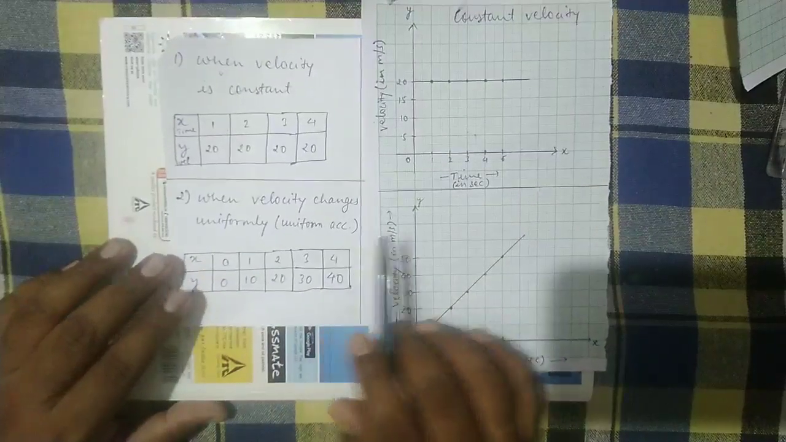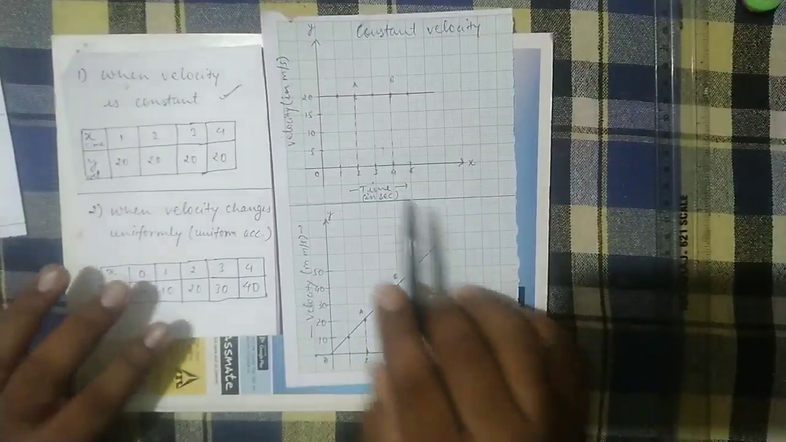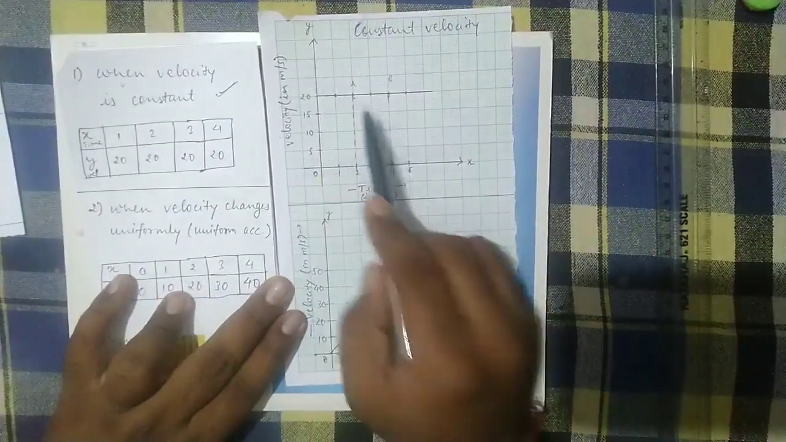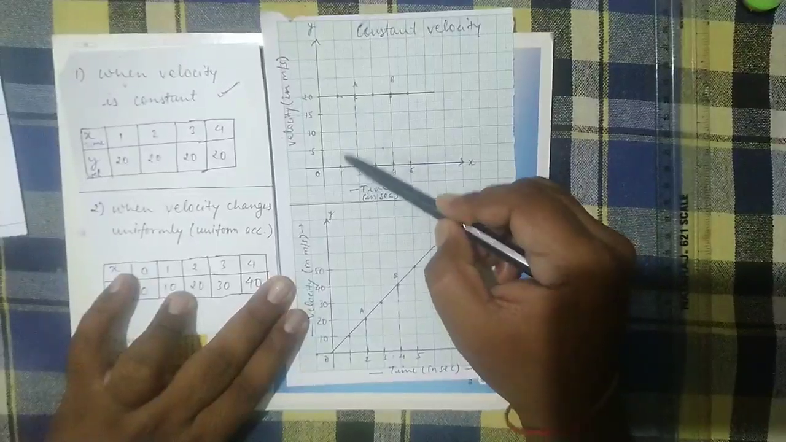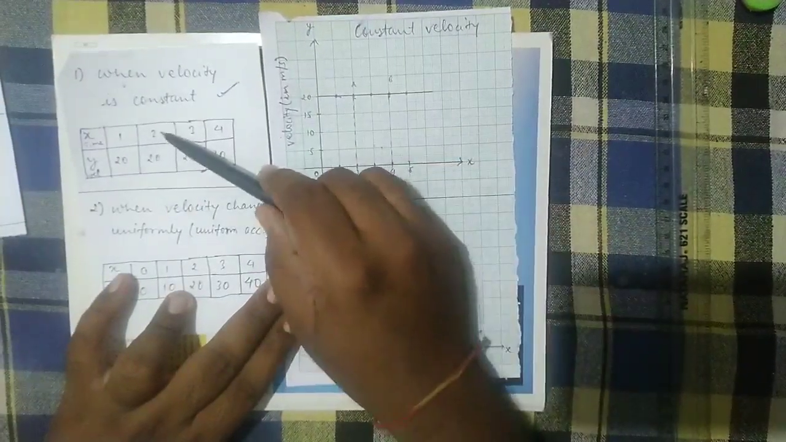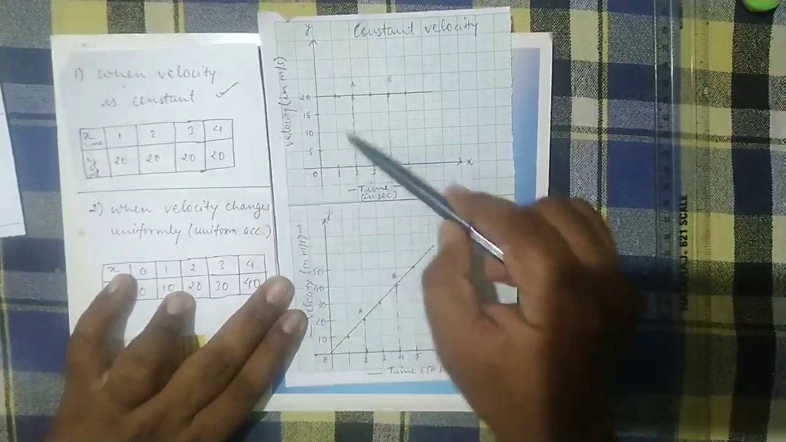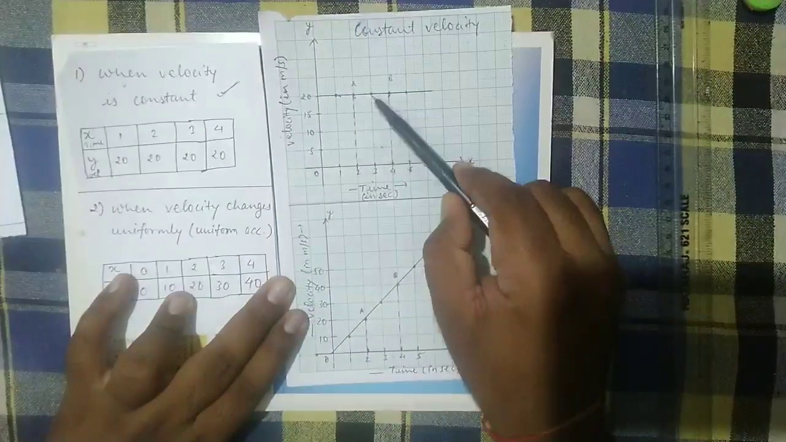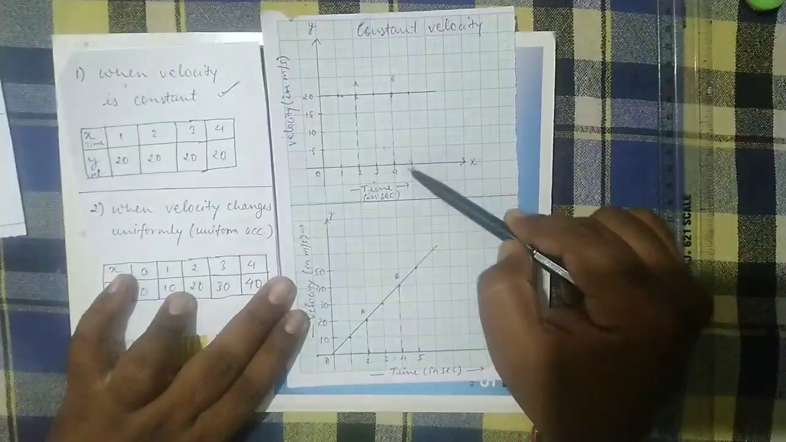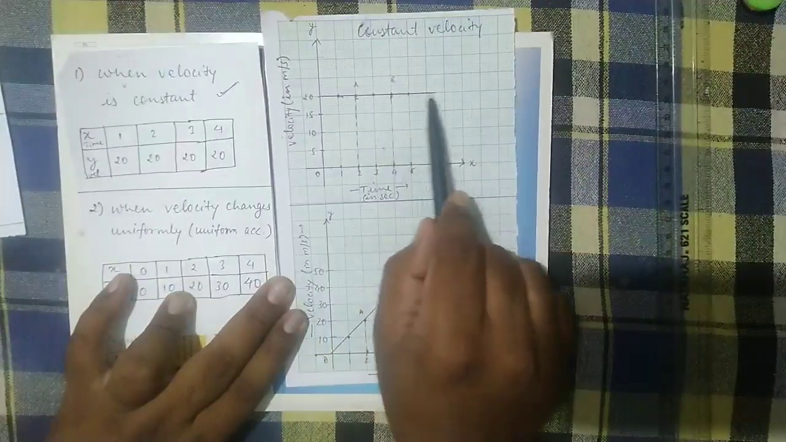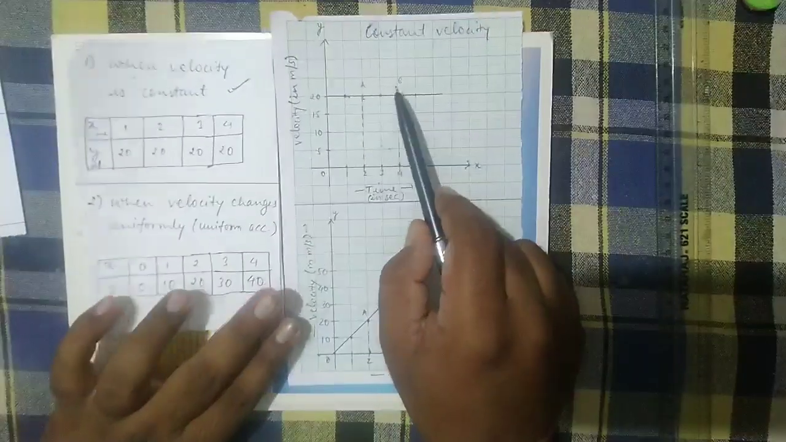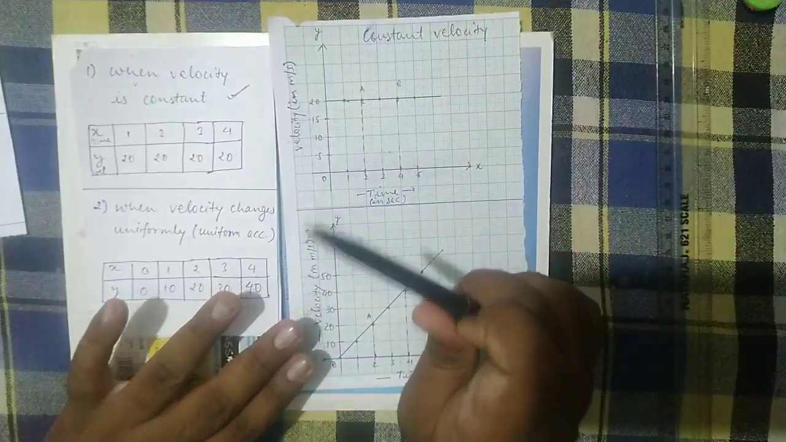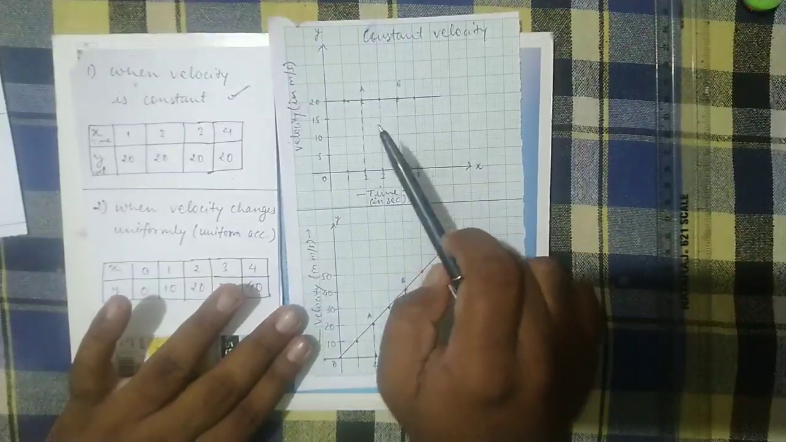When we plot a graph for the same, it is 1 for the x-axis and 20 for the y-axis. In the same way, 2 comma 20, then 3 comma 20, 4 comma 20, and if there is 5, then 5 comma 20, and then we will draw a line. This will be a straight line. This line tells that the acceleration is 0. How? We will prove it also.